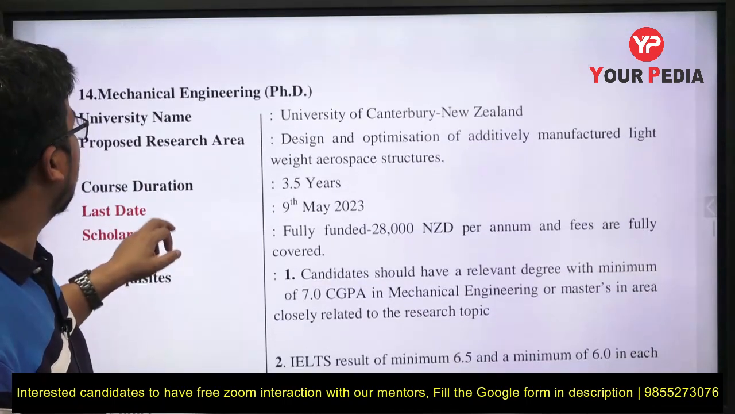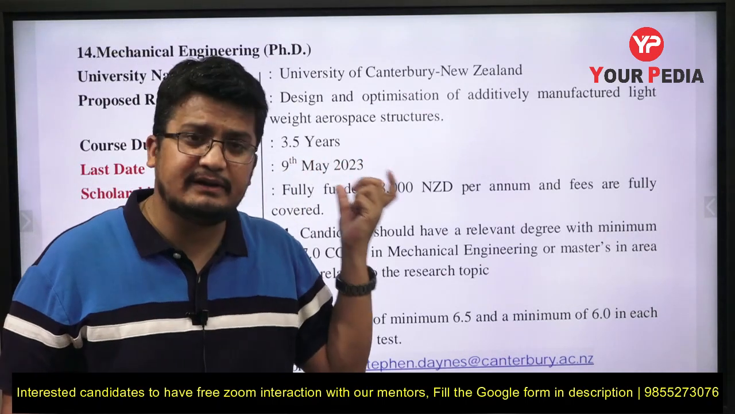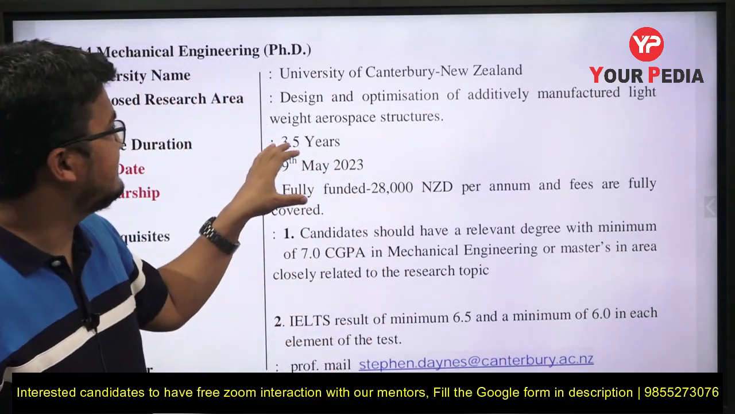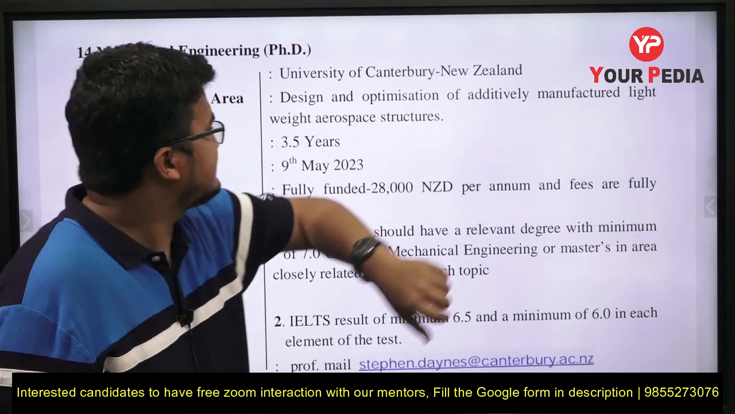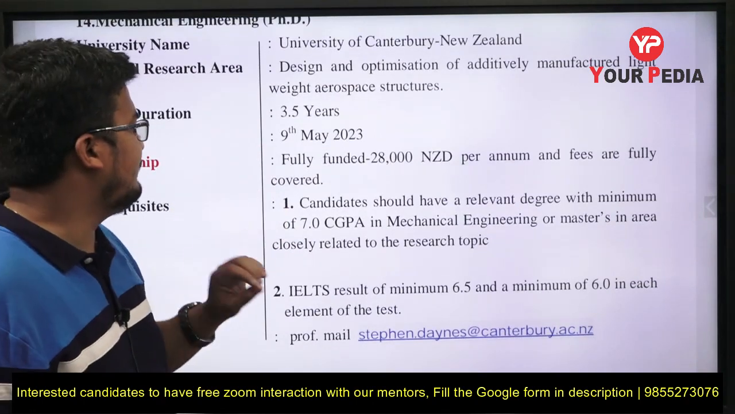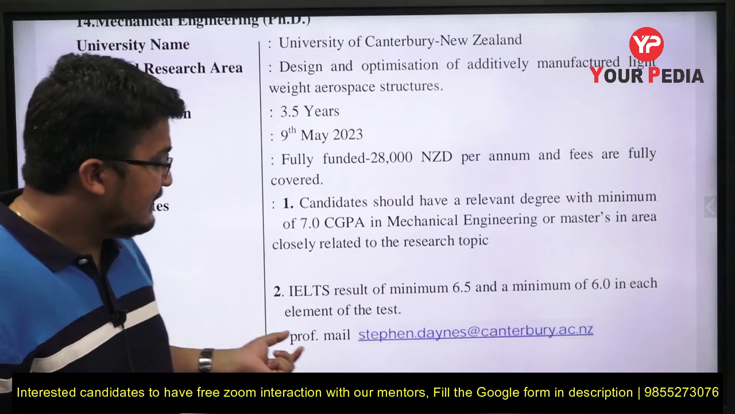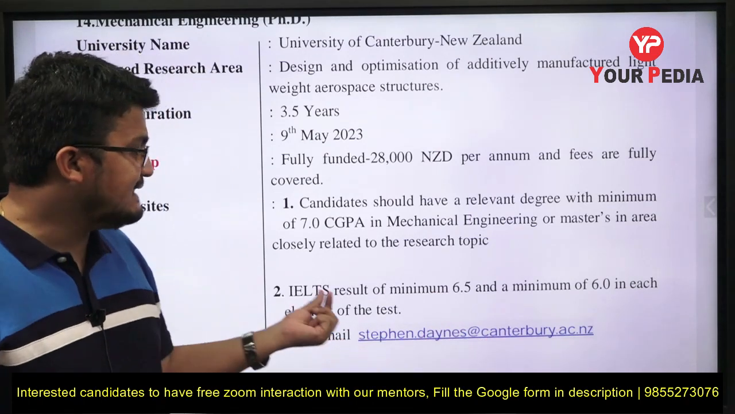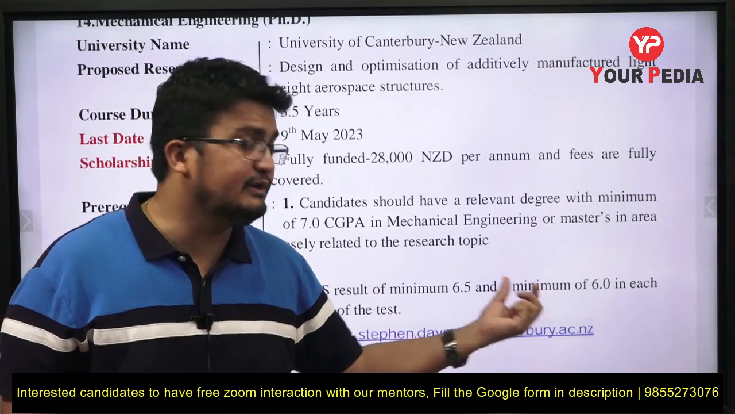So next position we have is mechanical engineering. Again it's a PhD position. The university is the University of Canterbury, New Zealand, and the research area is design and optimization of additively manufactured lightweight aerospace structures. Duration is 3.5 years. Last date is 9th of May. Again, it's a fully funded position, and they have also given the details of the professor. And there is an IELTS requirement: you need a minimum of 6.5 IELTS and a minimum of 6 in one section of the IELTS.